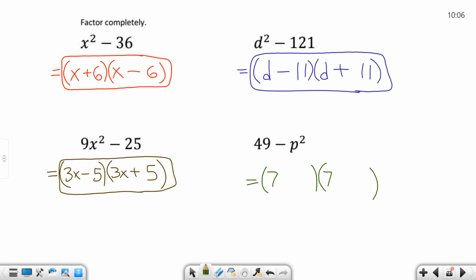Okay? This is what my students over the years have struggled with the most in this. They want to put the 7s last because they just think, oh, the variable has to come first. No. If you put p plus 7, p minus 7, that's something totally different than what we're about to write down. The 7s must come first because the 49 is first.